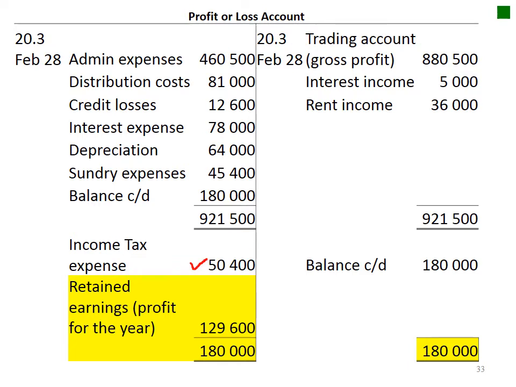So this is the profit and loss account, and here's the transfer from the income tax expense account. So in the profit and loss account, these are all closing transfers that have been done from the various expenses and income of the business. So this 50,400 is our tax amount. So if we take 180,000 and we subtract the 50,400, the balance on this account is 129,600. This represents our profit for the year after tax. So that amount is going to go to our retained earnings account, the 129,600. This is also a closing entry.